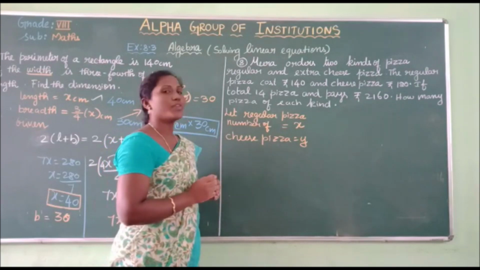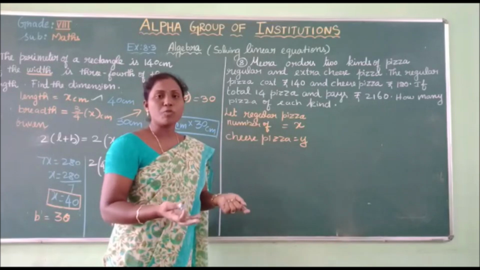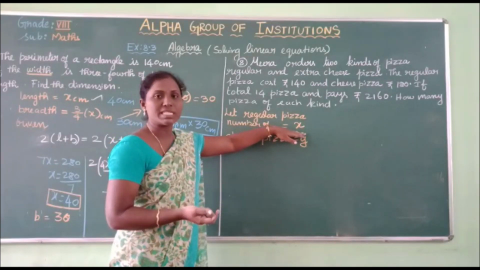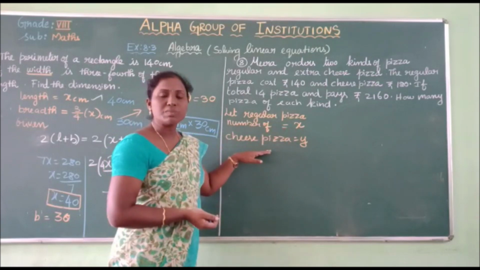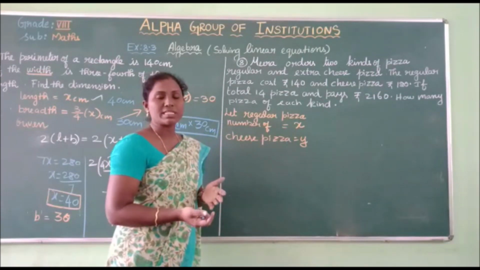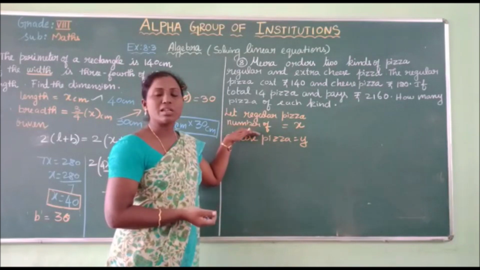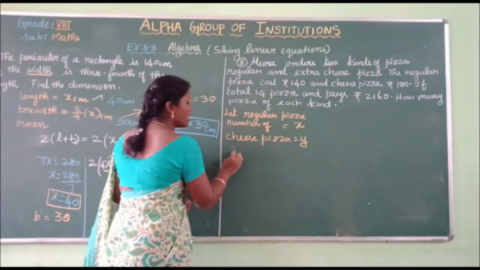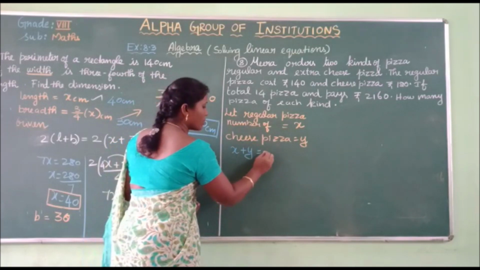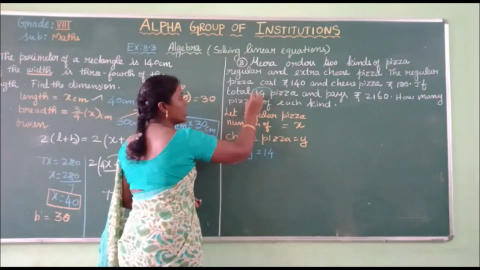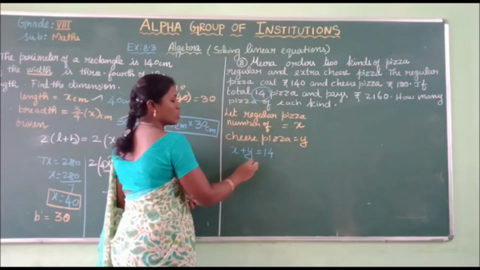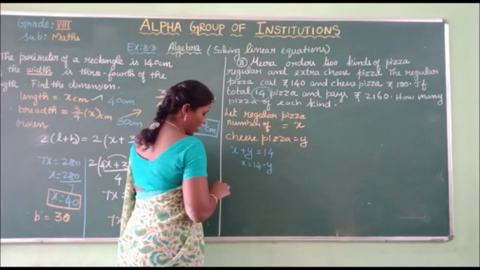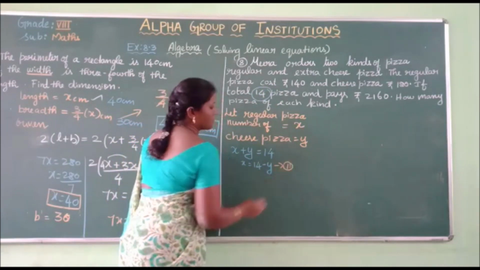Okay, how to find it? I don't know both the numbers of pizzas. So I am taking the number of regular pizzas as x and the number of cheese pizzas as y. We don't know how many pizzas she got. So the regular pizza plus cheese pizza will give you 14 because she got totally 14 pizzas. So x plus y is equal to 14. If I rearrange this for substitution, x is equal to 14 minus y. Make this equation 1.